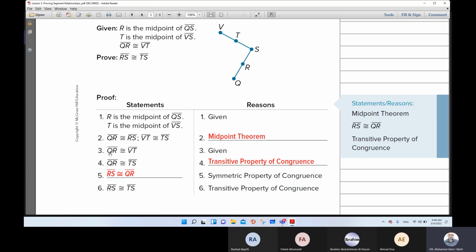Then segment QR congruent with segment VT. This is given. And segment QR congruent with segment TS, sorry. This is the transitive property of congruence. And we have segment RS congruent with segment QR. This is the symmetric property of congruence. So we can write segment RS congruent with segment TS, transitive property of congruence.